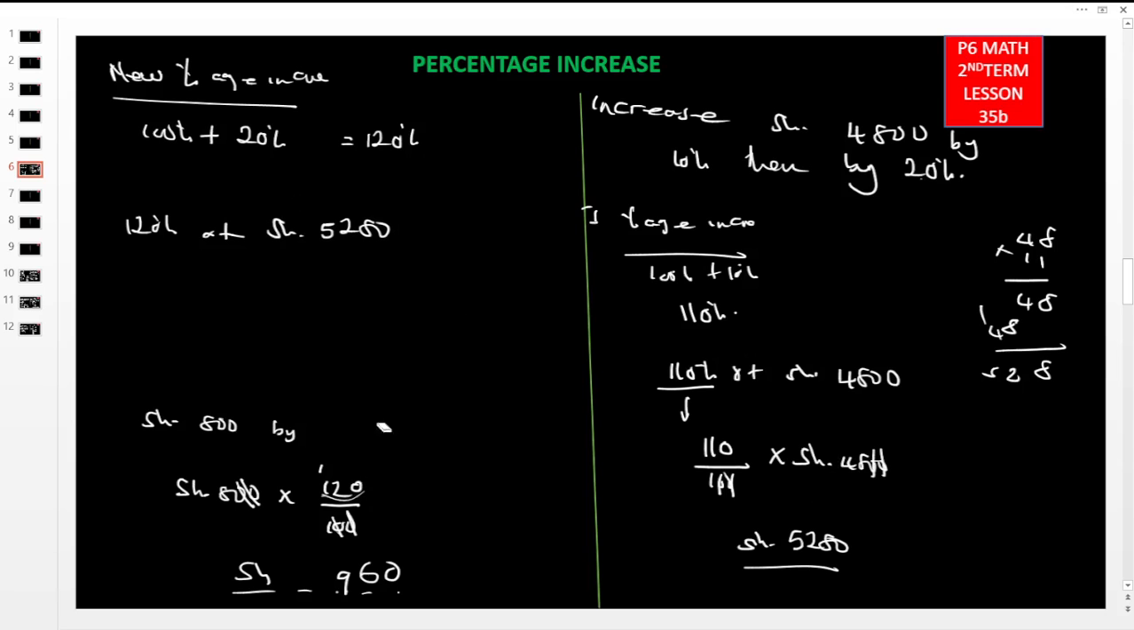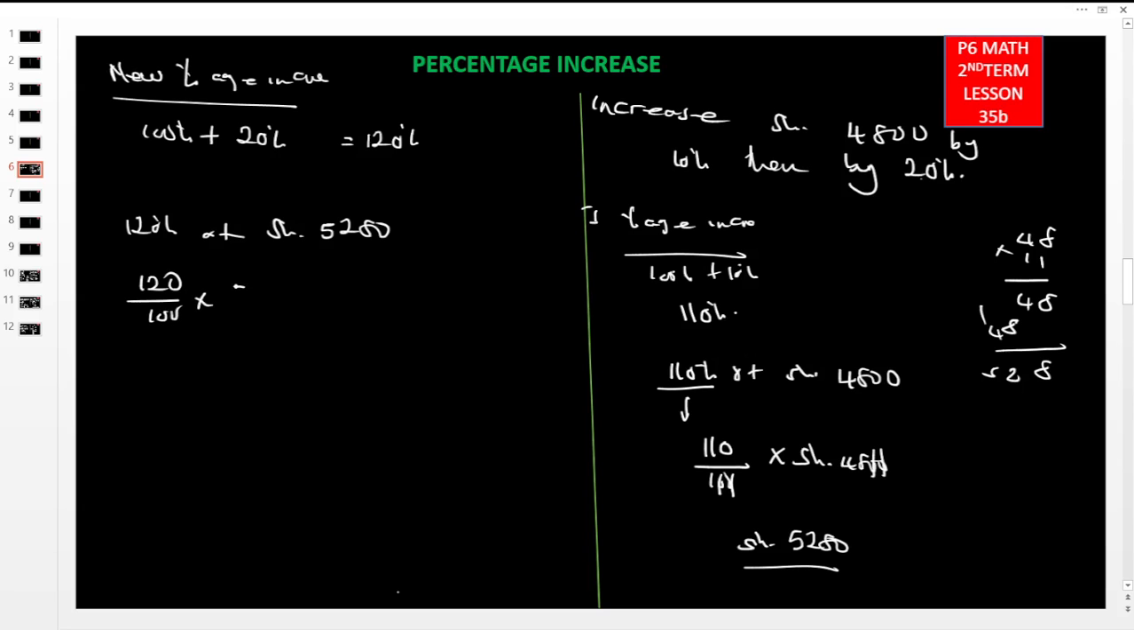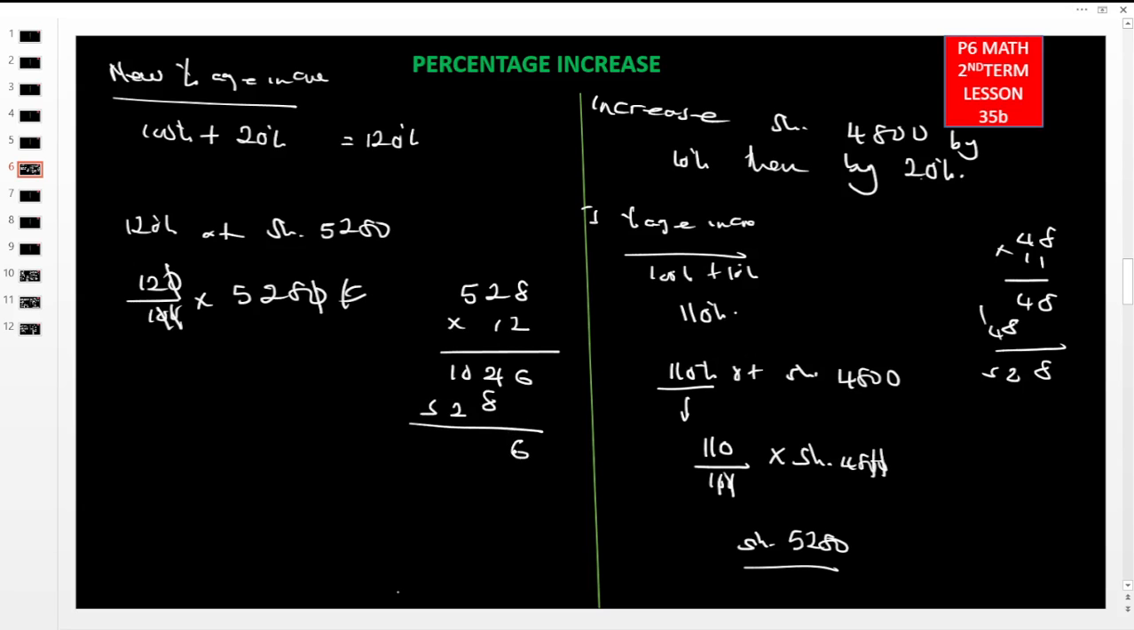So let me rub this, we get space. Now this is 120 out of 100 times 5280 shillings, then cancel the zeros. So you have 528 times 12. This is going to be 16, this is a 4, then this is a 10, then an 8, then a 2 and a 5. This is a 60. 12, we add on here 3. Now this is a 6, so it is 6326 shillings. So that has been increased to that.